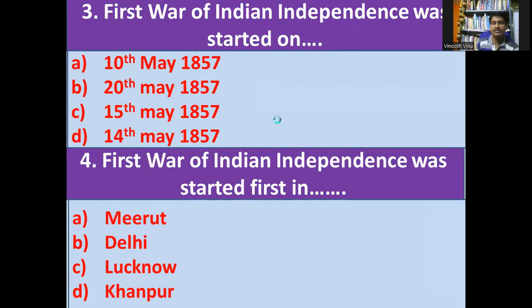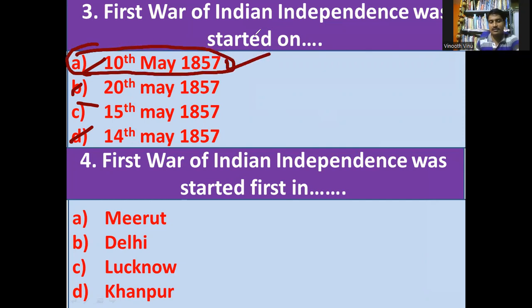So importantly, the first war of independence was started on. Option A, 10th May 1857. Option B, 20th May 1857. Option C, 15th May 1857. Option D, 14th May 1857. Option A, 10th May 1857 is the right answer. So regarding this, another question is there. The first war of Indian independence was started first in dash place. That is, it was started in Meerut. There are four options. Meerut is the right answer.